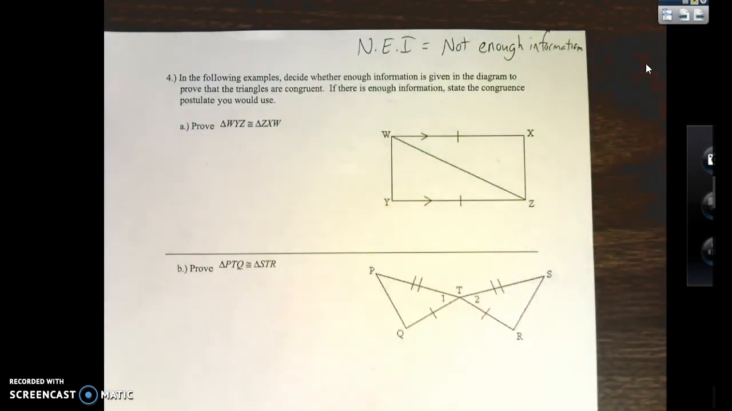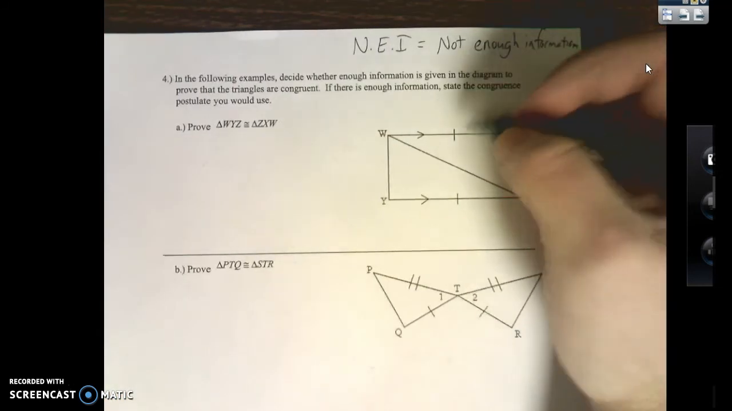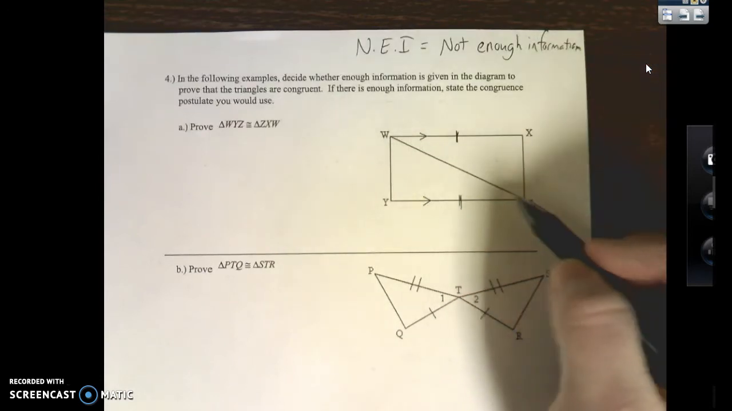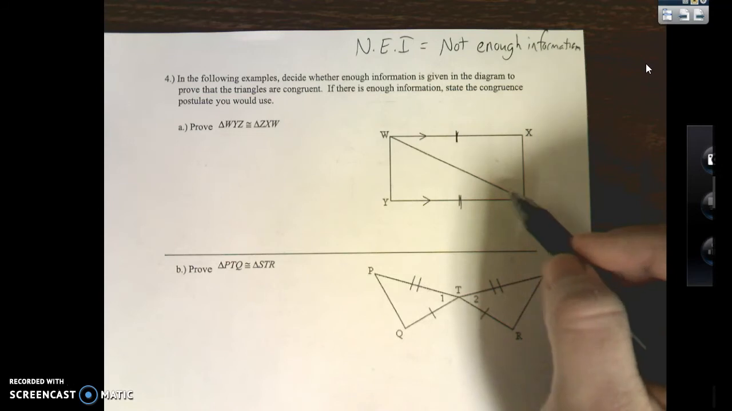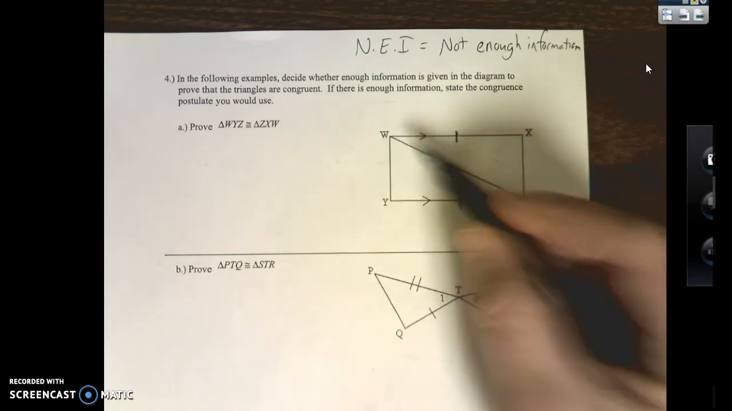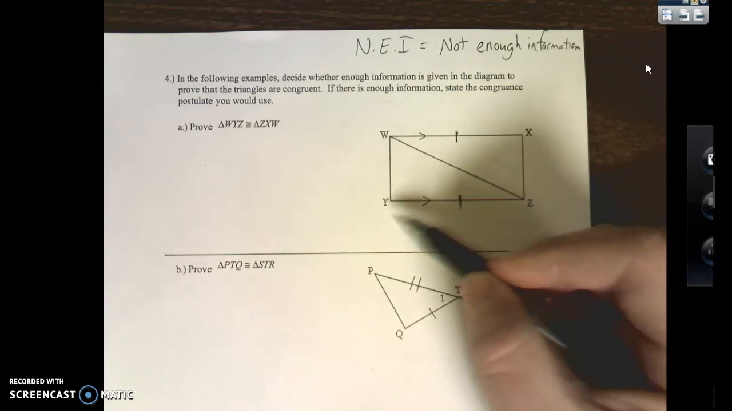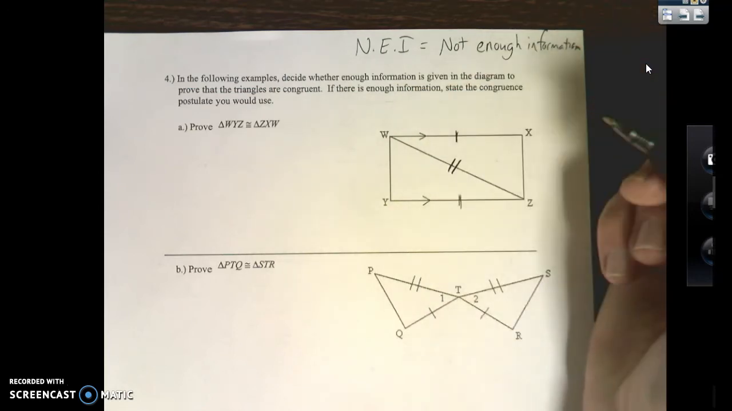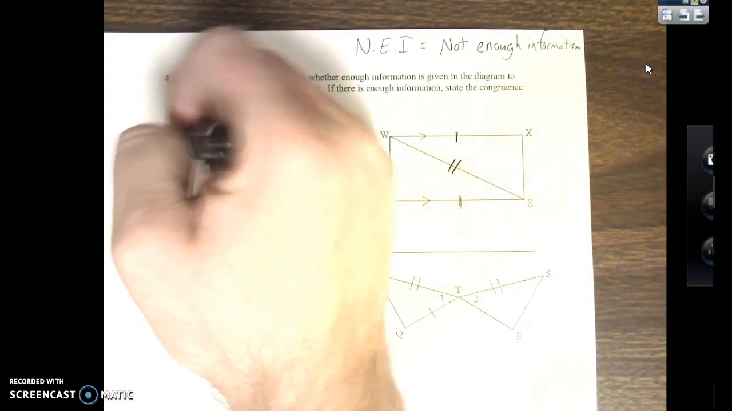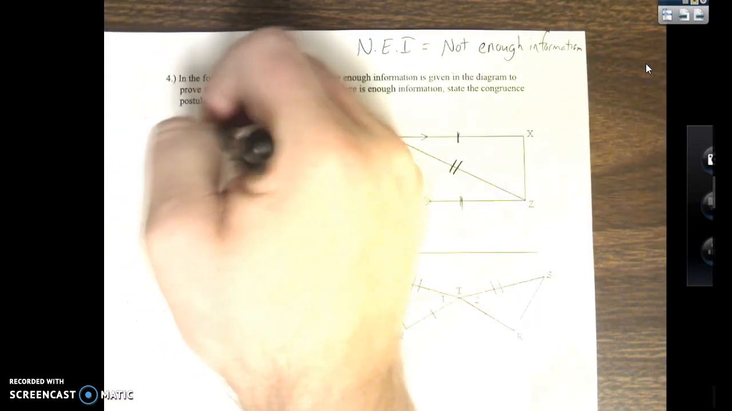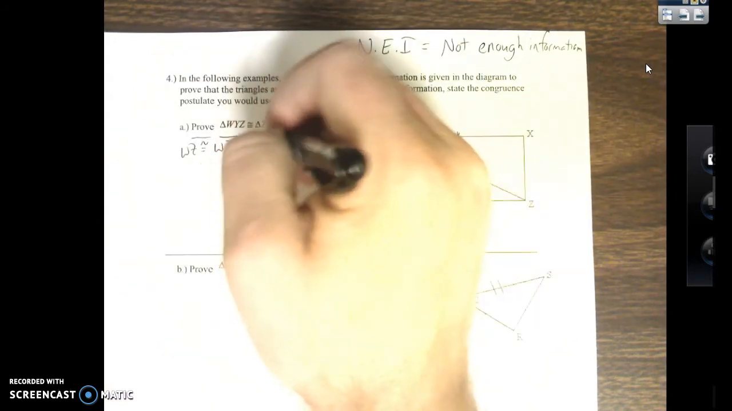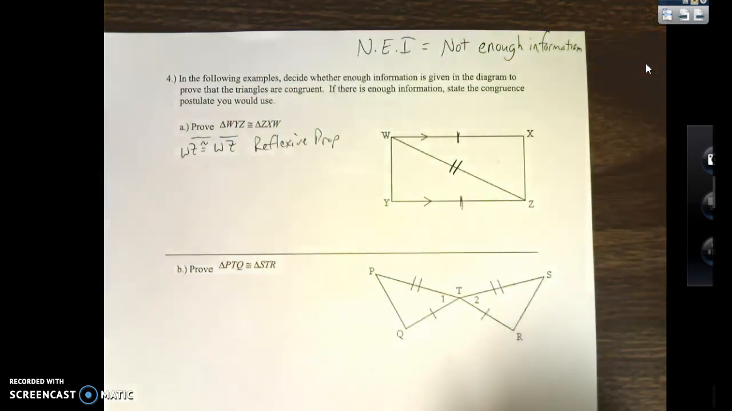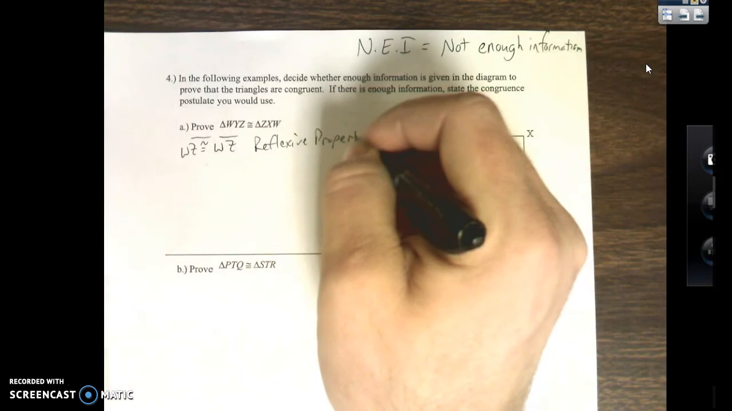Okay, so prove that these triangles are congruent. Well, I've got a side right here, I've got a side right there. Now, can you guys see how these triangles are back to back? WZ is shared by both triangle XWZ and by triangle YZW. So this side right here, okay, we know that WZ is congruent to WZ because of reflexive property. Okay, property, I guess I should spell it.